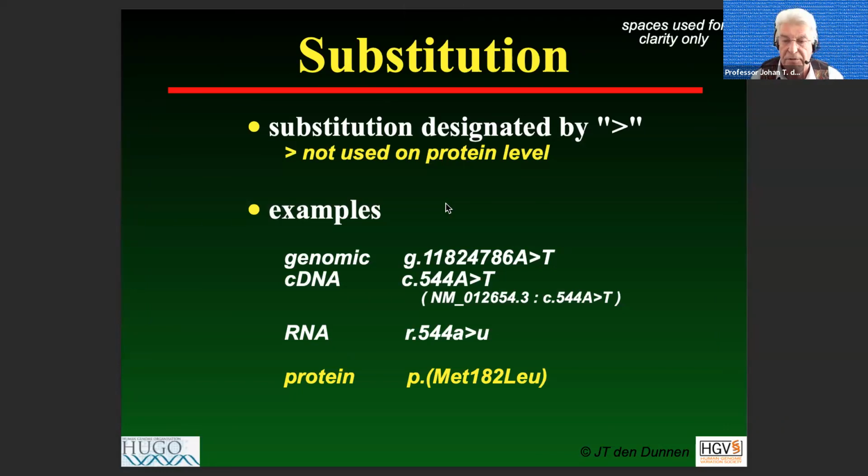This is then the most simple format of substitution. The substitution differs at DNA and protein level, because on protein level, we do not use the greater than sign. Probably everybody knows that. There we say the methionine at position 1 is changed to a leucine. On RNA level, the description starts with an r, and then we use lowercase letters, and we use a u for uracil instead of the T.